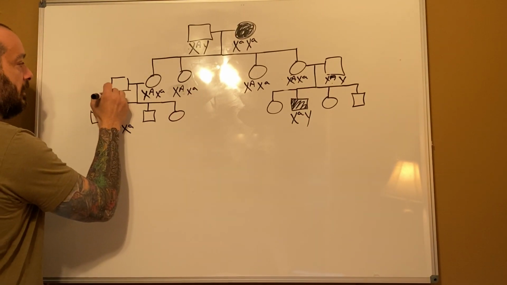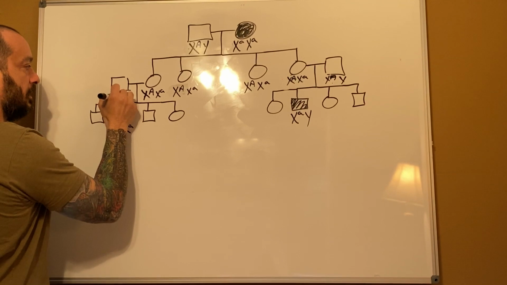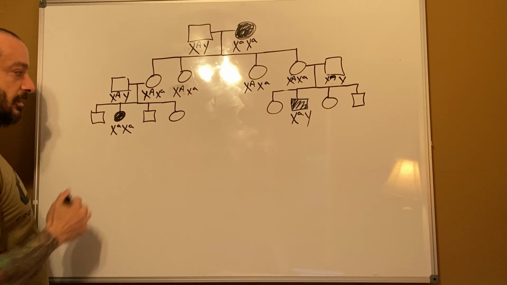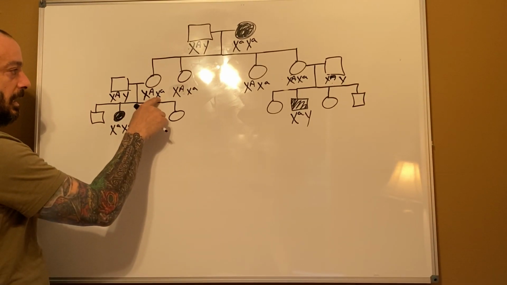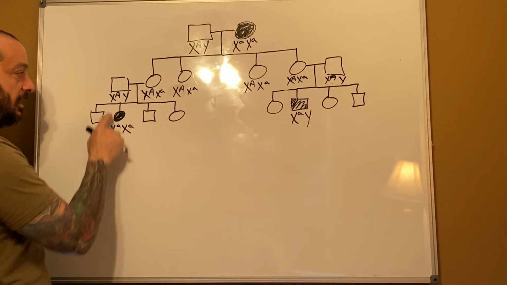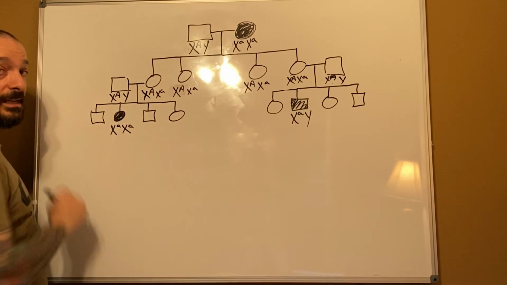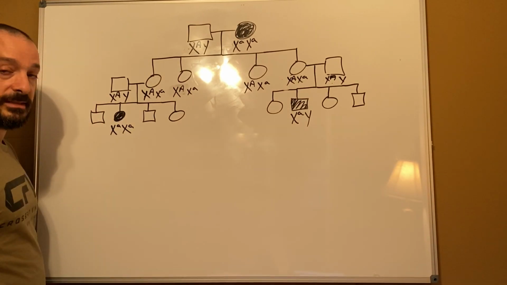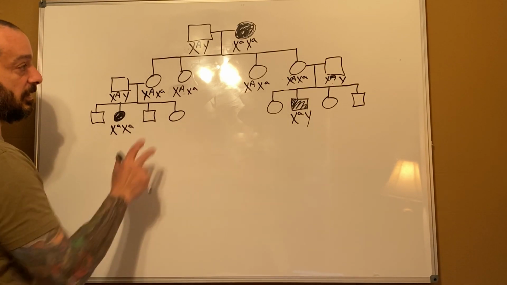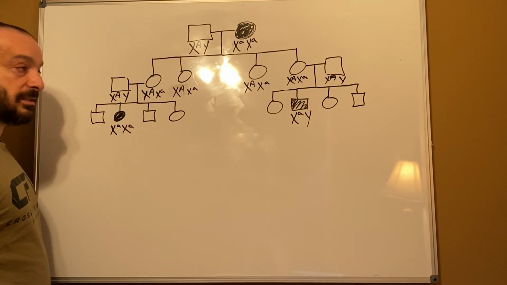Does it work over here? Well, this guy, he has this, right? So it doesn't work over here, right? So mom could give the recessive, but then the other recessive would have had to come from dad. He doesn't have it, so sex linked does not work here, right? So this one has to be autosomal recessive.